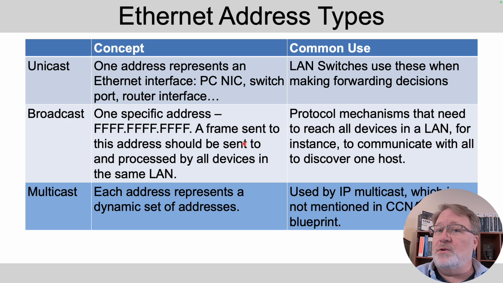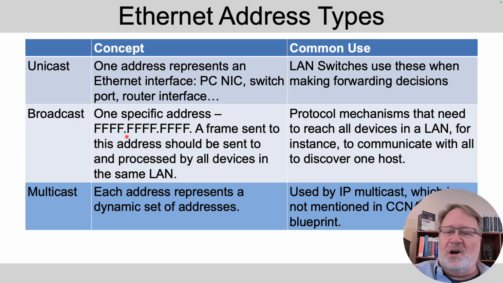So there are three general types of MAC addresses. First is unicast, and it's the one you'd kind of think existed from the get-go. It's one address that represents one network interface, one NIC on a PC or one switch port or one router interface. In that previous example, A wants to send an Ethernet frame to B, using unicast addresses.